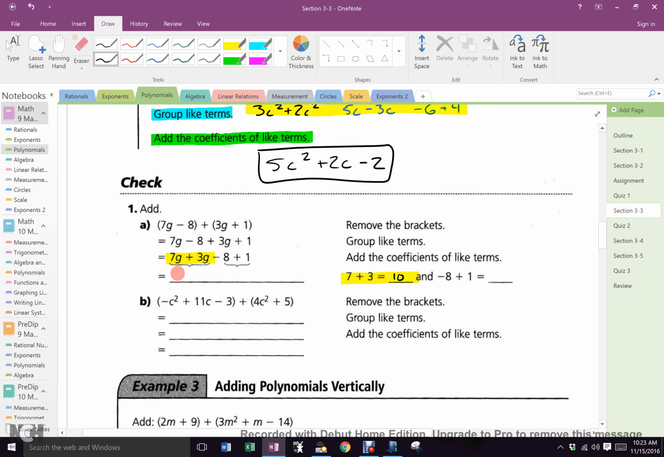So what's the answer? Great Tuesday. 10 what? G. Way to go, G. What's that?